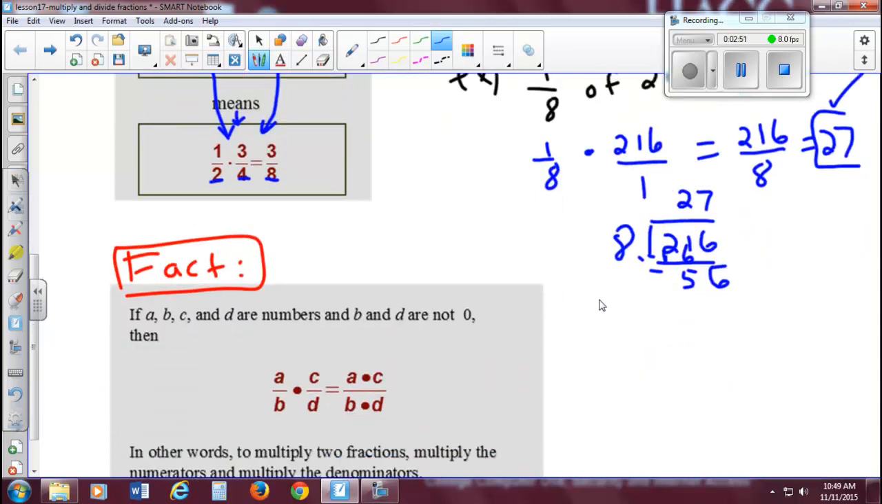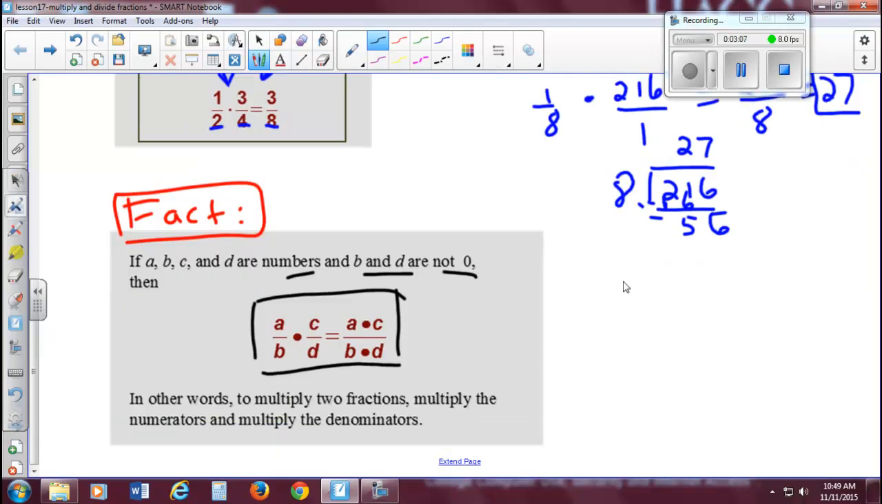Let's take a look at this next fact, and we had already mentioned it before. Fact: if A, B, C, D are numbers and B and D are not 0, because of course division by 0 is undefined, then like we said earlier, A over B times C over D is just AC over BD. In other words, to multiply two fractions, you just multiply the numerators and multiply the denominators.